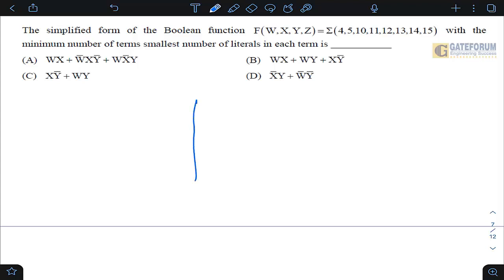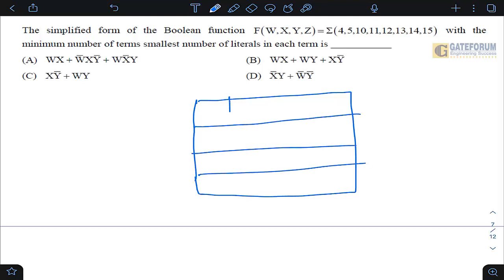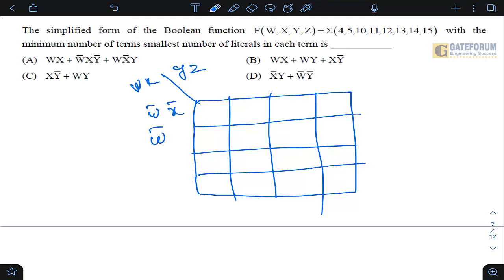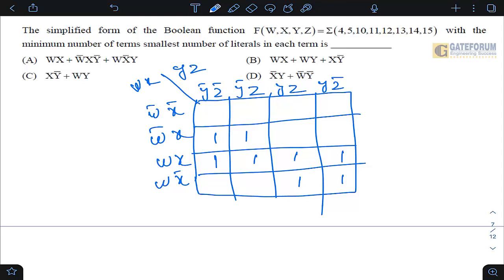So it's a 4-variable case, so I'm taking a 4-variable K-map. There are 16 cells. This side, let me take it for WX. This is YZ. You get W bar X bar, W bar X, WX, WX bar. You get Y bar Z bar, Y bar Z, YZ, and YZ bar. So the minterms are 0, 1, 3, 2, 4, 5, 7, 6, 8, 9, 11, 10, then 12, 13, 15, 14. These are the corresponding minterms given in this function.